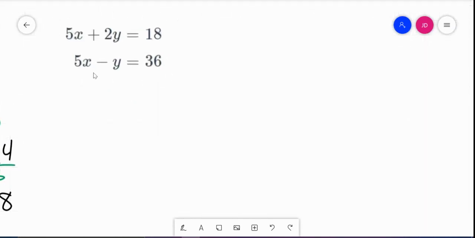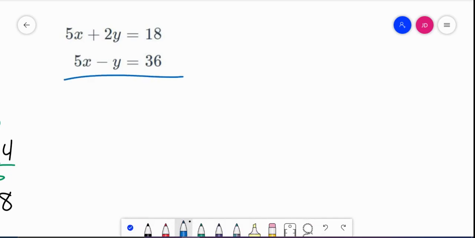Boom, right here. Okay, now careful with these. If I add these together, 5x plus 5x, that is 10x. They don't cancel. Same thing here. These don't cancel either. So instead of adding in this one, I actually have to subtract. Now, when I subtract this whole thing, that means it changes the signs.